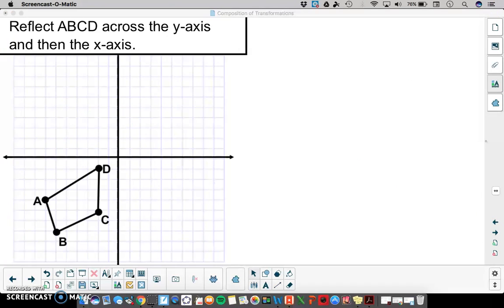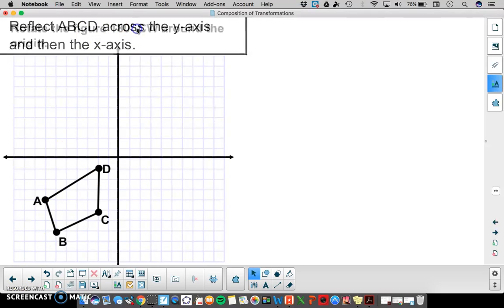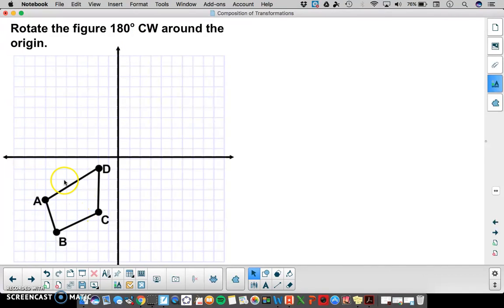Okay, this is one I want you to do on your own. I want you to reflect this figure across the y-axis and then across the x-axis. So A, B, C, and D is going to get reflected across the y-axis and then the x-axis. After you've done that, I want you to go back to the original pre-image, and rotate the original pre-image 180 degrees clockwise around the origin. So we're going to go back to this black figure and rotate it 180 degrees. And I want you to see if there's a relationship between the composition of transformations that happened first and then the rotation of 180 degrees clockwise.